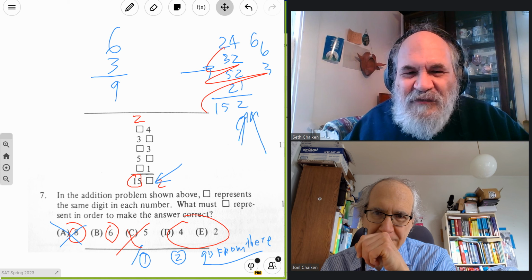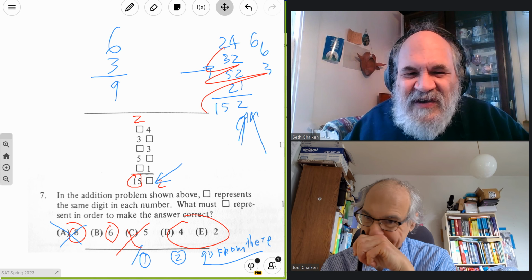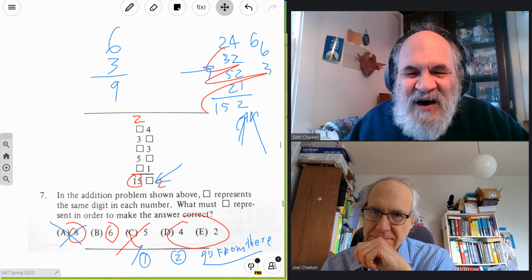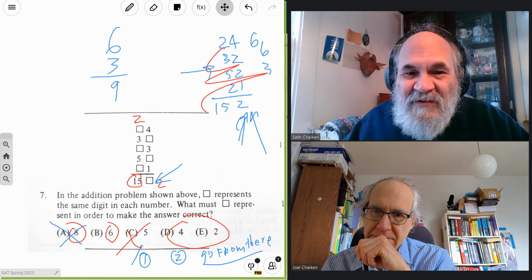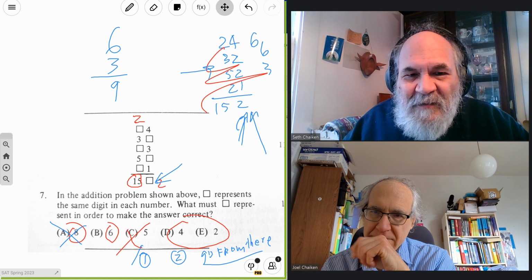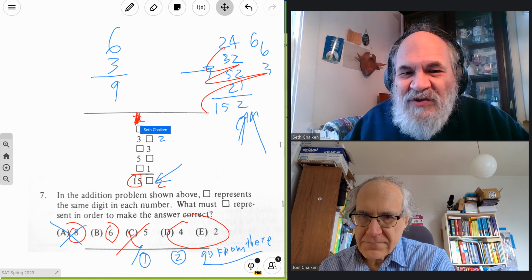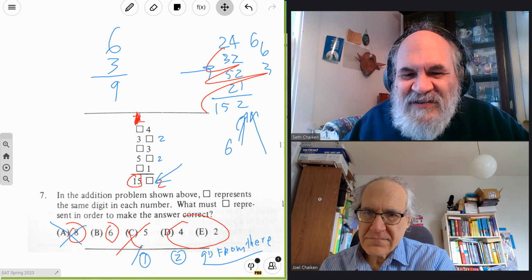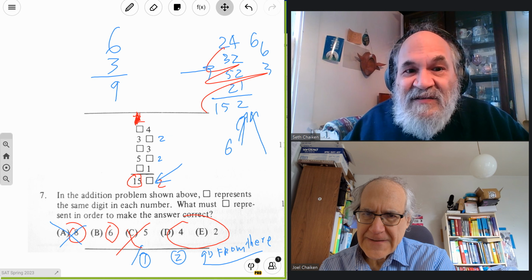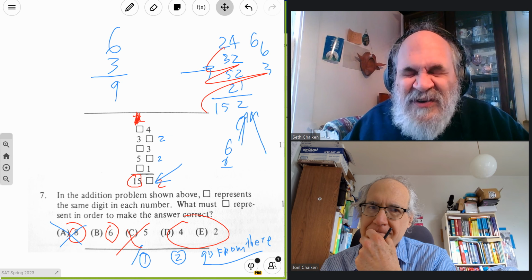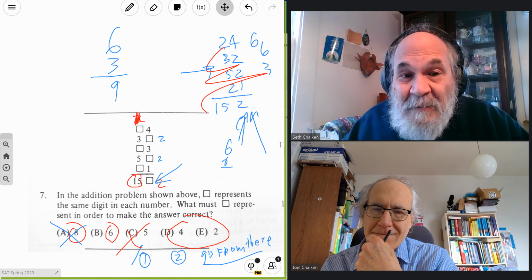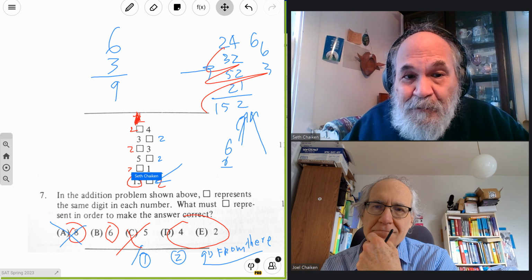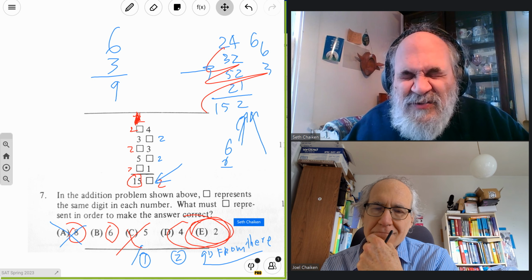Again, so 4 plus 2 is 6. Plus 3 is 9. Plus another 2 makes 11, and 1 makes 12. So it's 12. Carry the 1. 1 and 2 is 3, plus 3 is 6, plus another 2 is 8, and 8 and 5 make 13, and 2 more make 15. So it adds up. And so the answer, 2 fits.